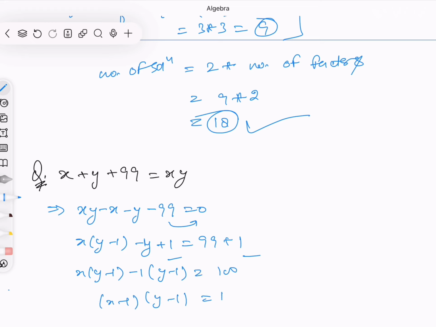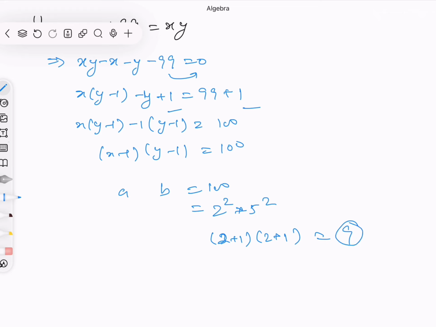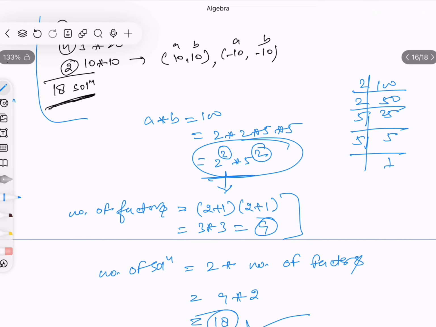So again, same thing, this is a, this is b, equals 100. This can be written as this. Again 2 plus 1, 2 plus 1, total number of factors is 9. Total number of solutions is 18. And there you go, here is your answer. Okay, so this is one thing that you could do.